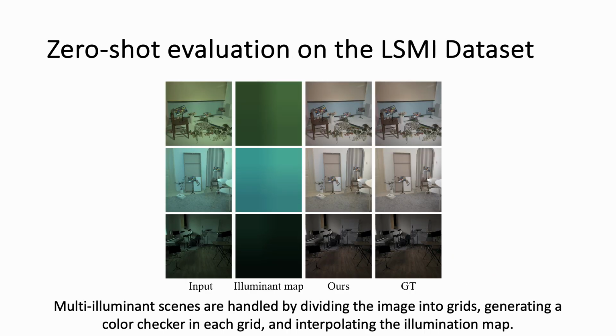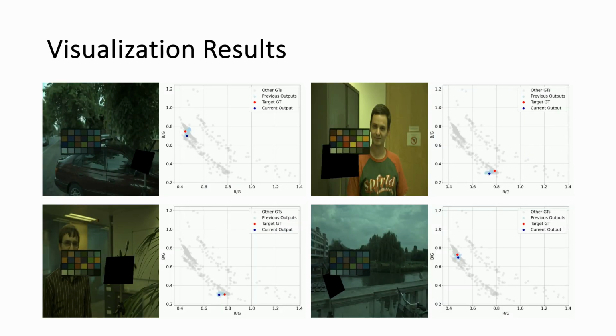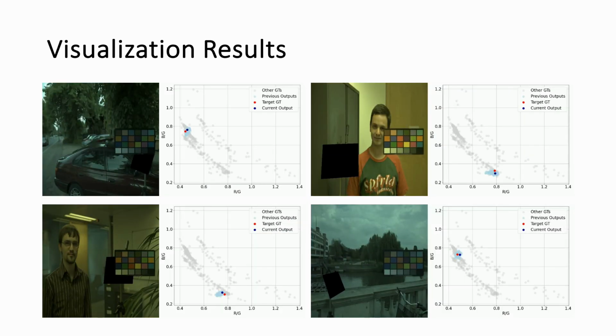Traditional color constancy methods typically assume single global illumination, but real-world scenes often contain multiple light sources. Our method can naturally extend to handle spatially varying illumination conditions. The zero-shot evaluation results on the LSMI dataset demonstrate that our method is comparable to existing approaches across different lighting scenarios. Finally, let's look at some visualization results.